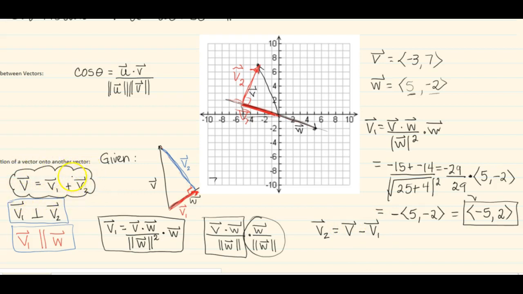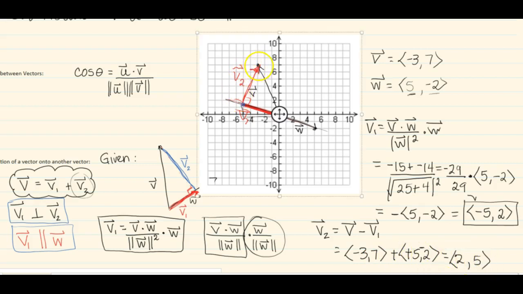So I'm solving for V2, so I'm subtracting V1 from both sides. V is negative 3, 7, and we're going to subtract negative 5, 2. Remember, I like to distribute my negatives and then just add. So negative 3 plus 5 is 2, and 7 plus a negative 2 is 5. If we take a look at this vector, we can see that it is over 2 and up 5. And that concludes this video.